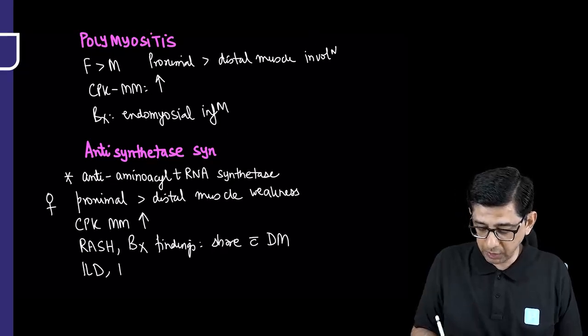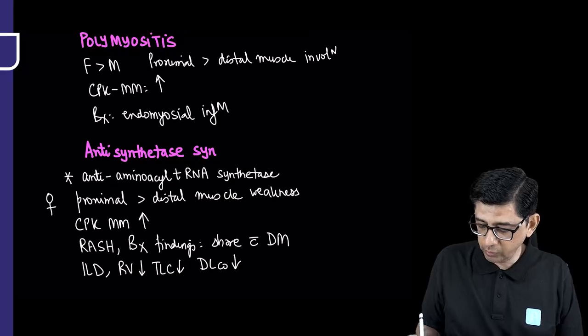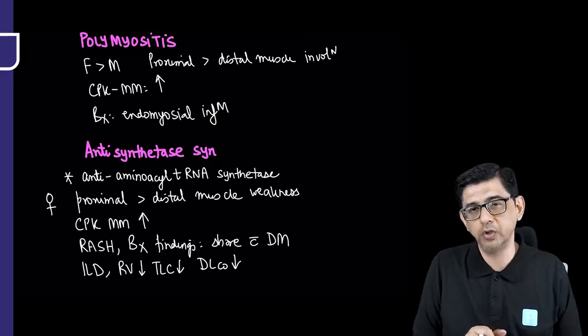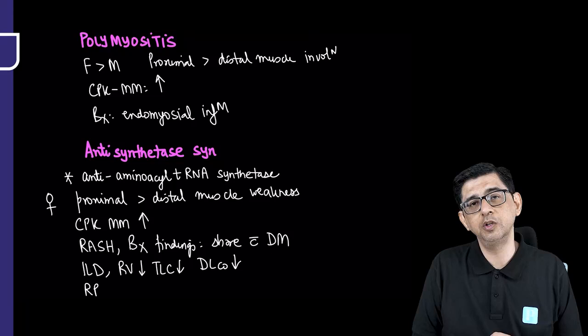So in the question, he can mention spirometric findings like residual volume being lesser, total lung capacity being lesser. And one of the very good ways to identify interstitial lung disease over and above spirometry is DLCO, that is diffusion capacity of the lung for carbon monoxide. Over and above this, Raynaud's phenomenon can be encountered in these patients.